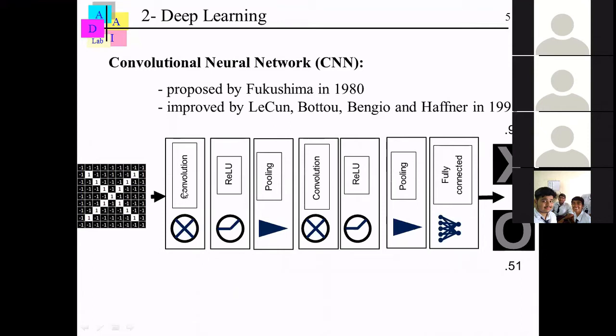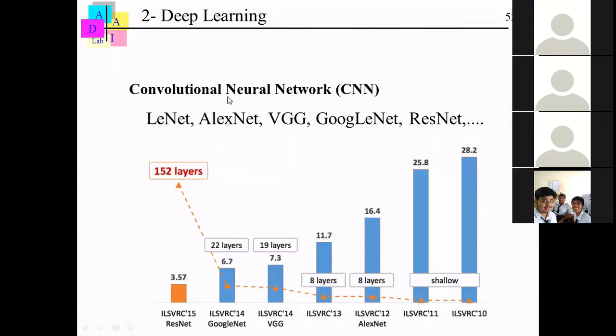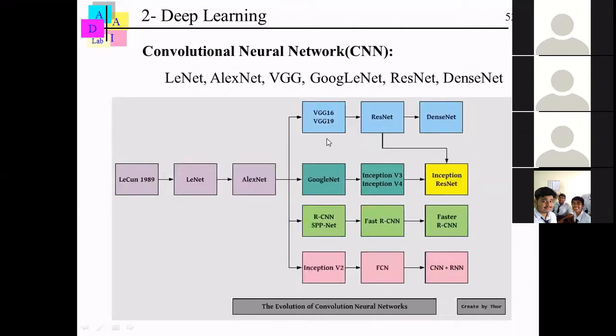That is all about the CNN. We can apply convolution, ReLU, or fully connected layers many times. And there are some famous CNN models, for example, LeNet, AlexNet, VGG, GoogLeNet, ResNet. These are famous models from the ILSVRC contest. Here is the roadmap of the CNN, from LeCun, CNN, LeNet, AlexNet.